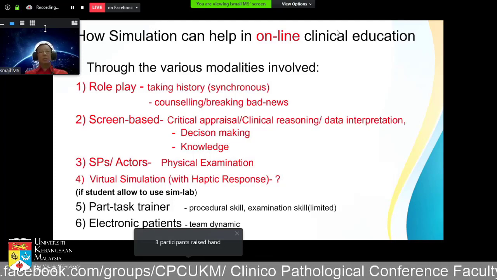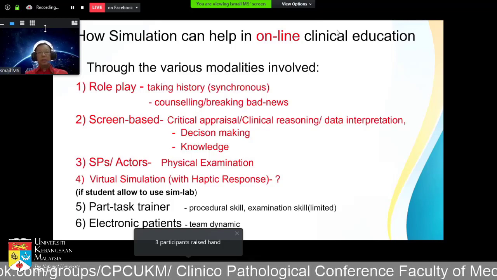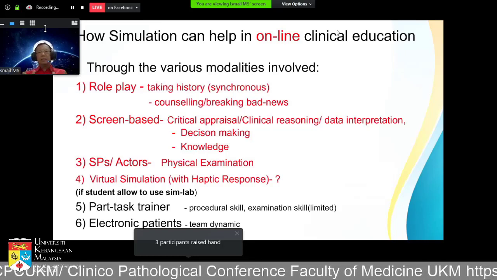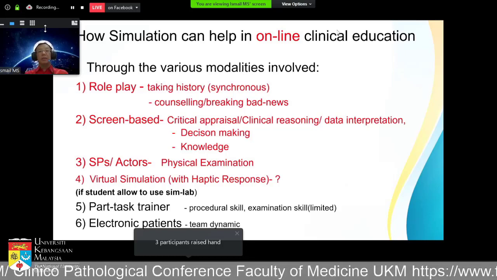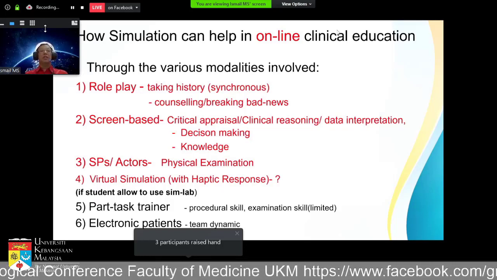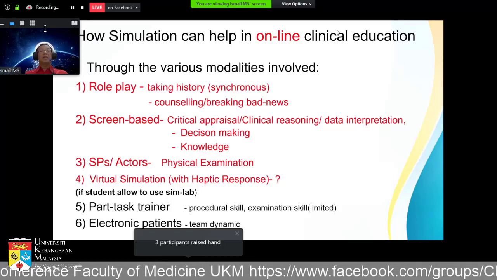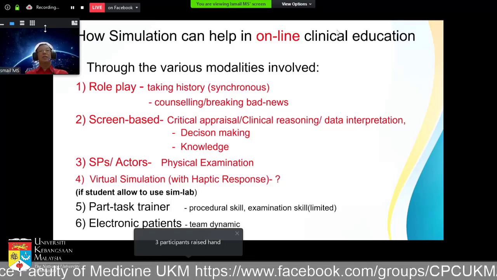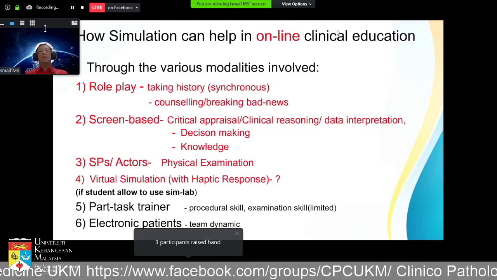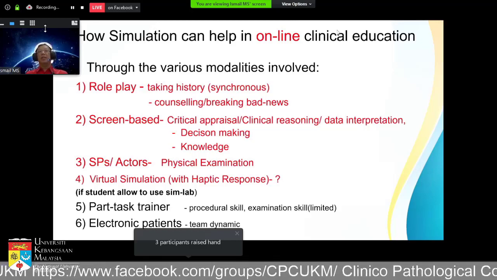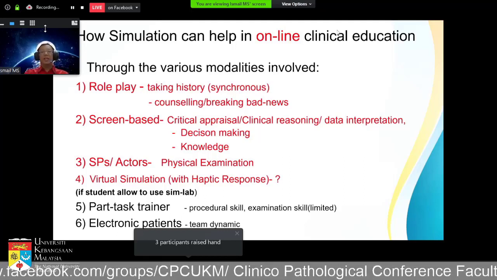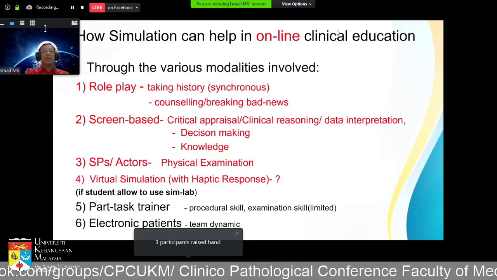Screen-based simulations with computers, we can do critical appraisal, clinical reasoning, data interpretation, and also decision making. On top of that, screen-based can also be used just to impart knowledge. ASPs, standardized patients or actors, can be used in physical examination. Well, I will share after this. And virtual simulations, especially with haptic response, come in very handy. But there's a question mark there, I'm going to explain why, because we are not there yet. And if the students are allowed to use a sim lab, I think the other things can be used.